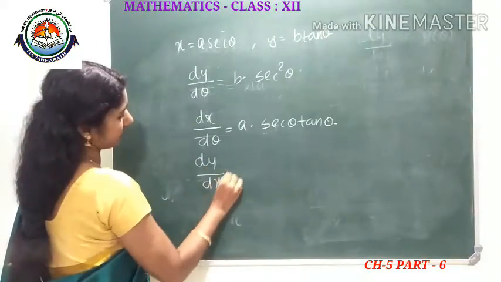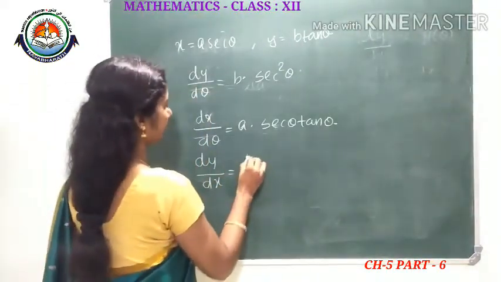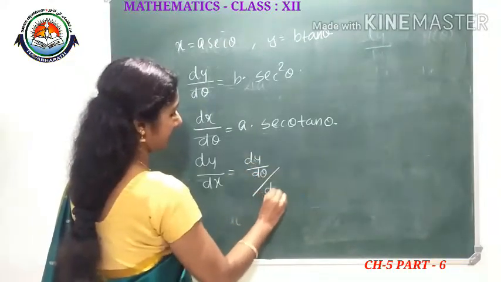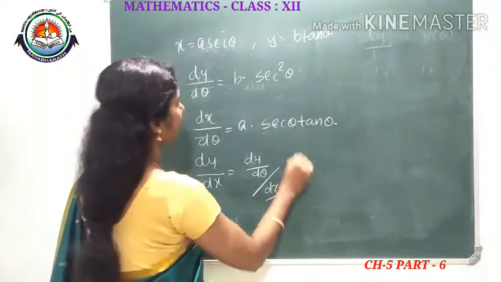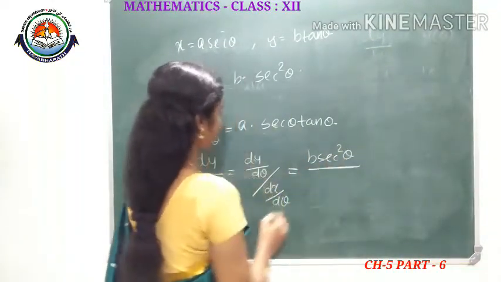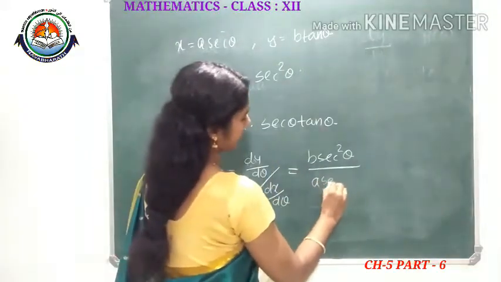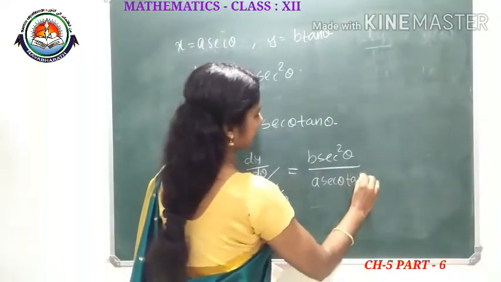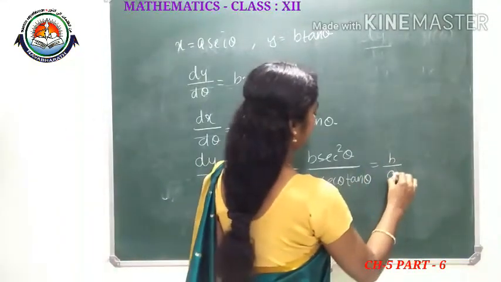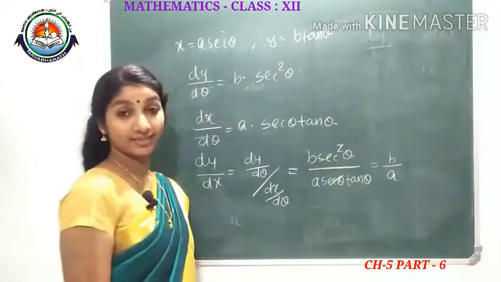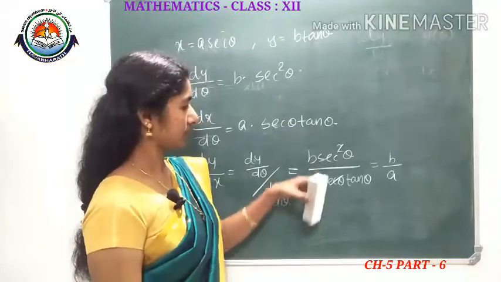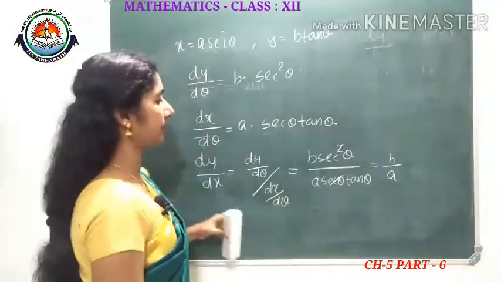dy by dx is equal to dy by d theta divided by dx by d theta. dy by d theta is b sec square theta, b sec square theta divided by a sec theta tan theta. So we are getting b by a, one sec theta you can cancel, leaving sec theta by tan theta. Sec theta by tan theta, in simplified form, what will come?